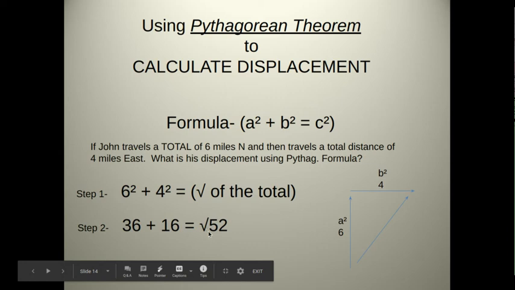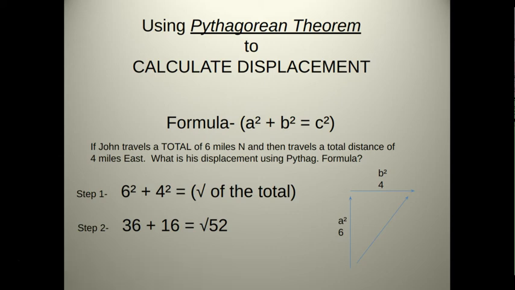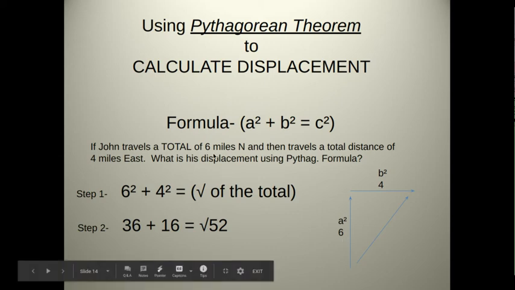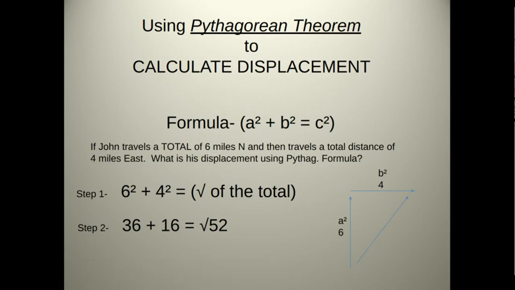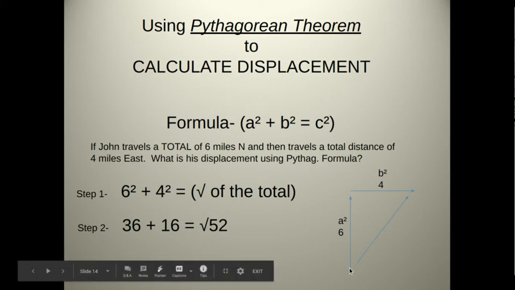But in order to get the displacement, remember, we have to take the square root of that total. So the square root of 52 is going to be our displacement. Now, before I calculate what the displacement is, you might be asked, what was the total distance John traveled? Well, he traveled 6 miles plus 4 miles. So he's traveled a total of 10 miles to get from where he started to where he finished.